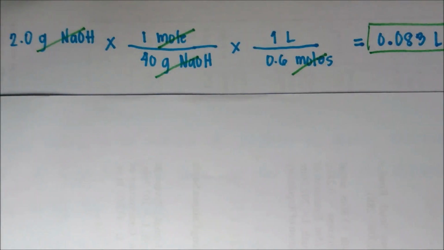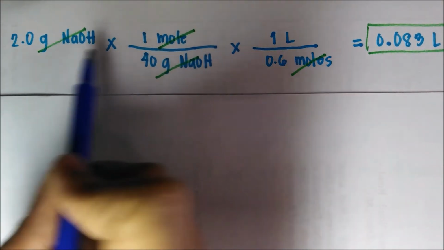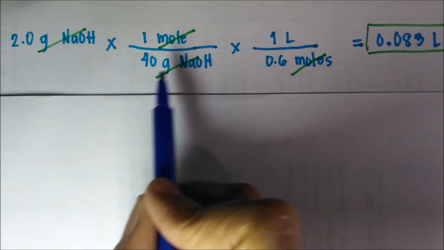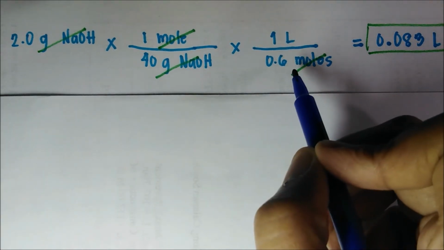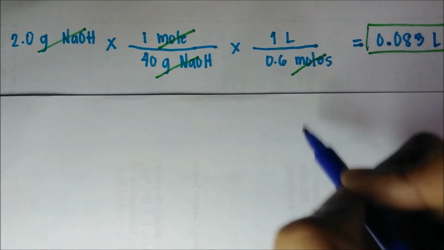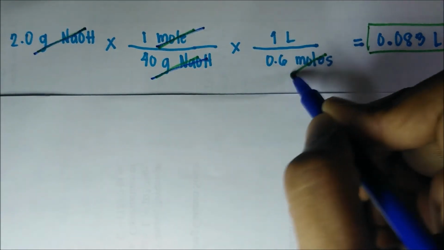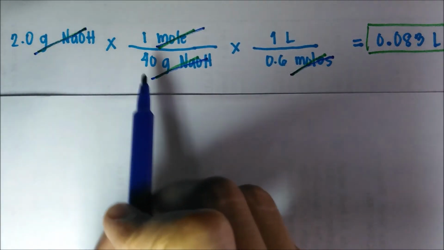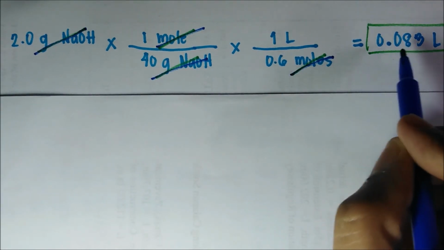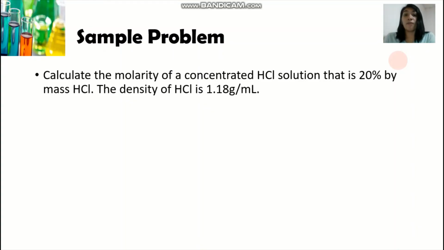So, for the next problem, we are looking for the volume of the solution. So, again, we start with the given. So, we have 2 grams of your sodium hydroxide. And then, you use the molar mass of your sodium hydroxide. So, that is 40 grams per mole. And you have now your 0.6 moles per liter, okay? So, you cancel them out, your units. And then you do your computation. So, 2 divided by 40 times 0.6, our answer is 0.083 liters, okay?